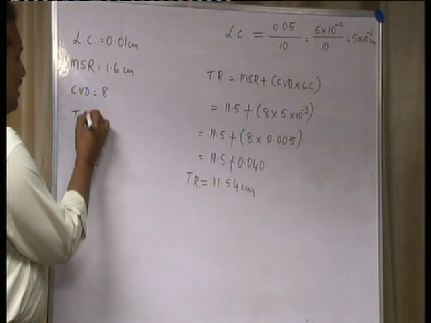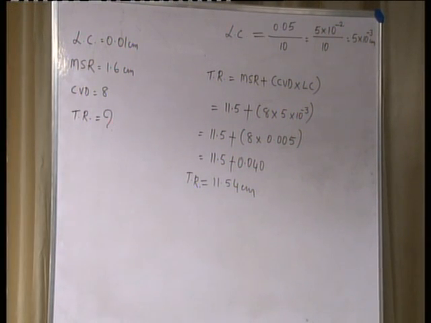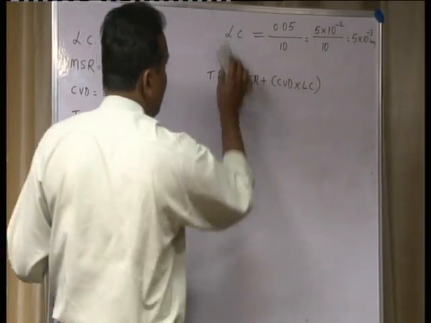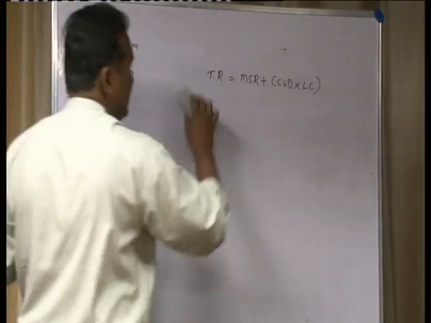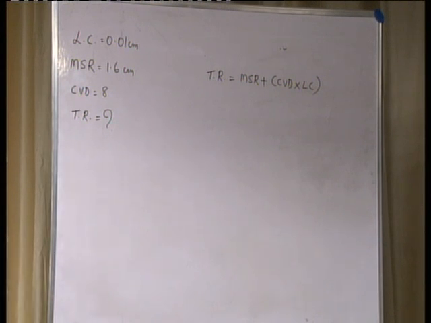It is almost analogous to the previous problem. There we were finding the least count of the calipers also. Here the least count is given, MSR is given, coinciding vernier division is given, and it is required to find the total reading of the instrument. Once again recall the equation which is used to calculate the total reading in case of the slide calipers. It is MSR plus CVD into LC.